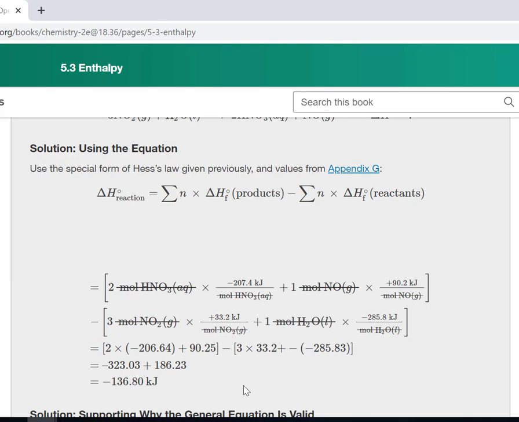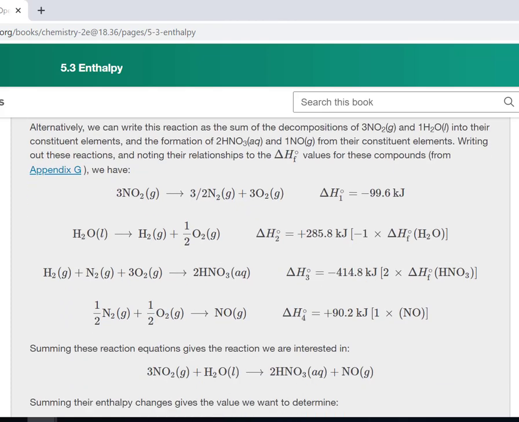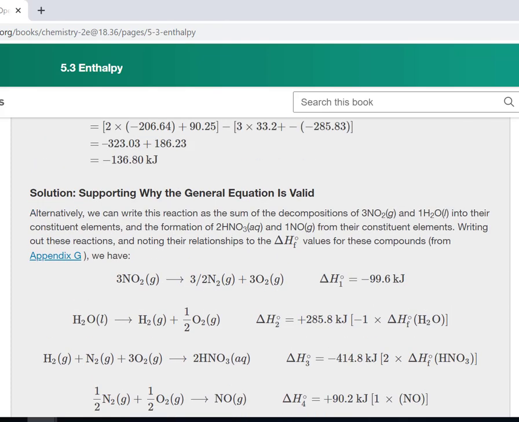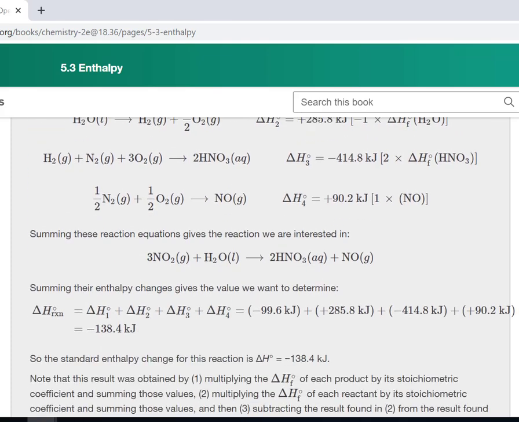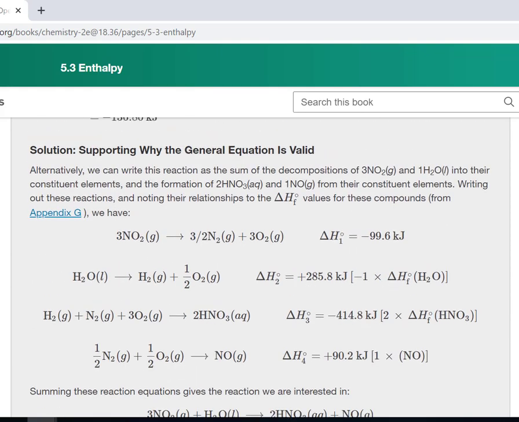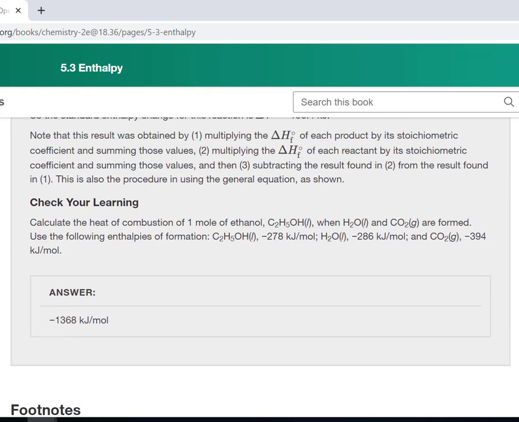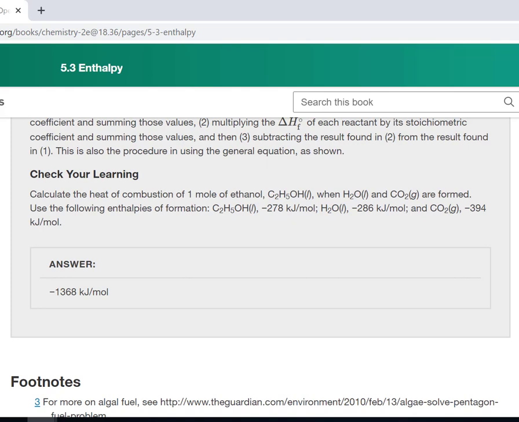This is a little bit of a tedious process, but you want to be comfortable doing it. It's definitely something that will be highlighted from this chapter in any quiz or exam. There is a little bit more of a discussion of that here, if you would like to see that, and then another example that you can check your work on.